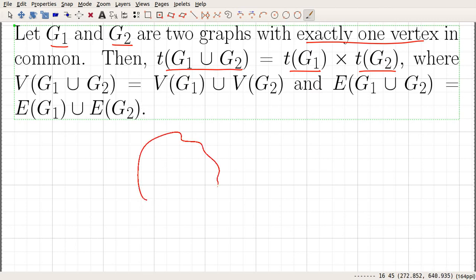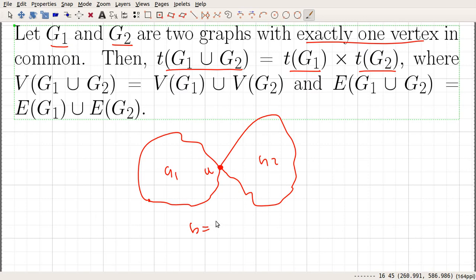Okay, so the idea is something like this. Suppose that this is our graph G1, and suppose that we have one more graph G2, and suppose that this is the common vertex. Let's call that common vertex U. And here let this graph be, say, G, and G is obtained by taking the union of G1 and G2. So the vertex set of the whole graph will be the vertex set of G1 union the vertex set of G2, and the edge set of the whole graph will be equal to the edge set of G1 union the edge set of G2.